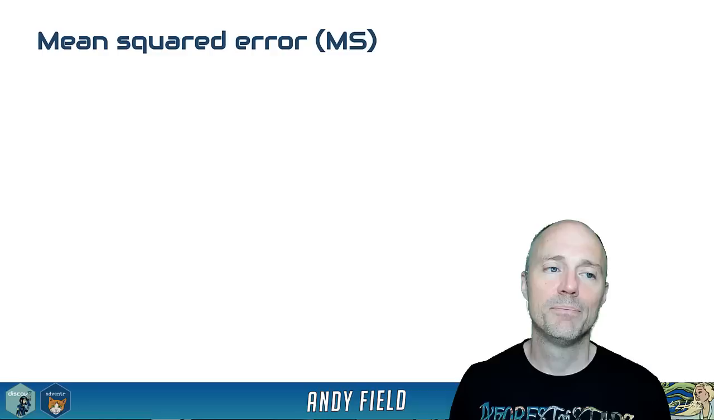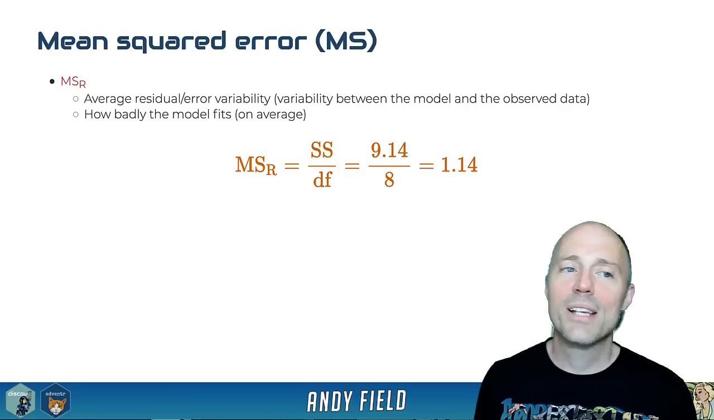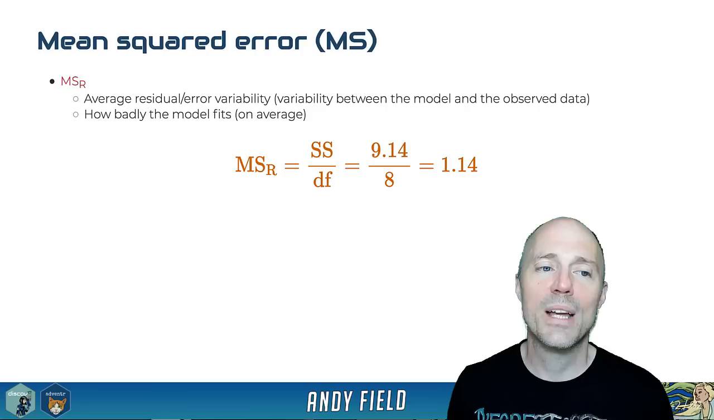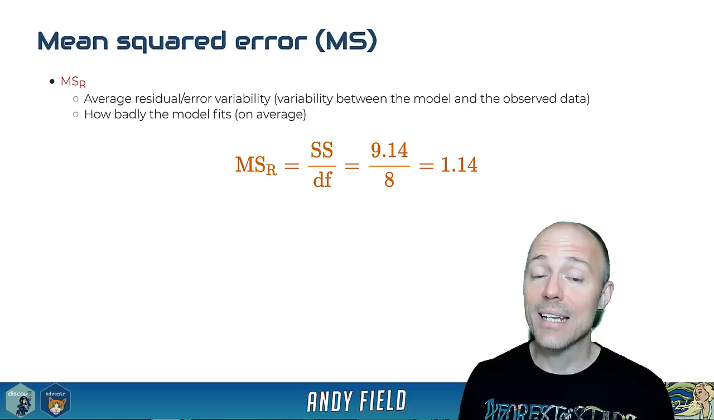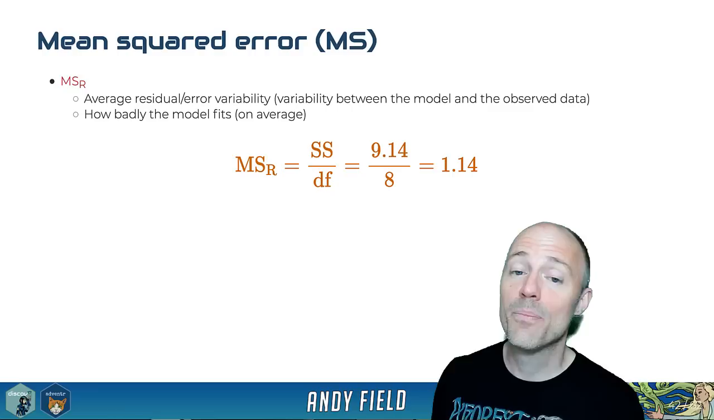So you can convert the sums of squares that we've just talked about into mean squares, and in particular, you can work out the mean squared residual. So this is the average amount of error in the model. This is kind of like how badly the model fits on average. For these data, we take our sum of squares of 9.14 and divide it by 8, the degrees of freedom, which gives us a value of 1.14.